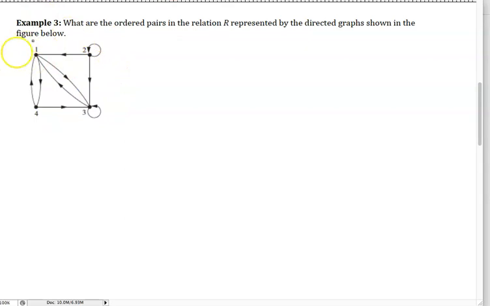All right, let's now read a digraph. Here's a digraph represented here, and we want to see what ordered pairs in the relation are represented by this digraph. First of all, I can see that the relation is on the set 1, 2, 3, 4 onto itself. I can read the ordered pairs by looking at each of the vertices and seeing where the arrow is pointing. For example, 1 is pointing into 3, so 1, 3 is an ordered pair. And 1 is pointing into 4, so 1, 4 is another one.